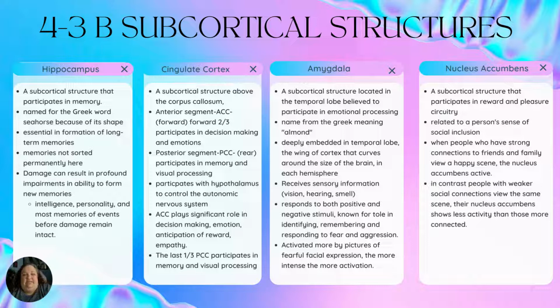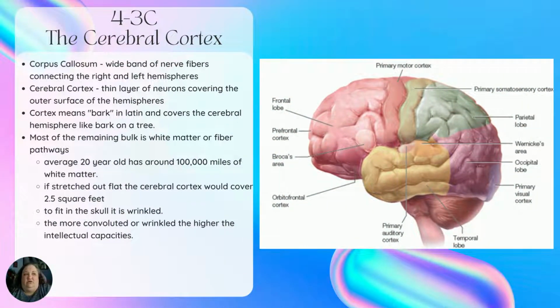So basically, it's the emotion that you feel once you look at something. Okay. Then we have the nucleus accumbens. It's a structure that participates in reward and pleasure. It relates to a person's sense of social inclusion. So when people have strong connections with friends and family, the nucleus accumbens is active, and when there are less strong feelings, it's not as strong.